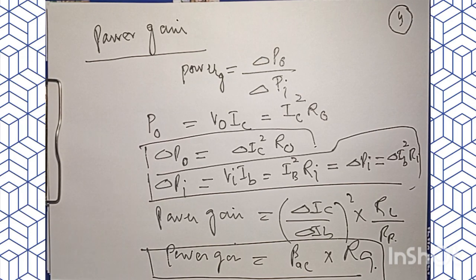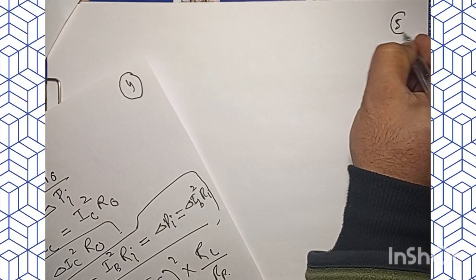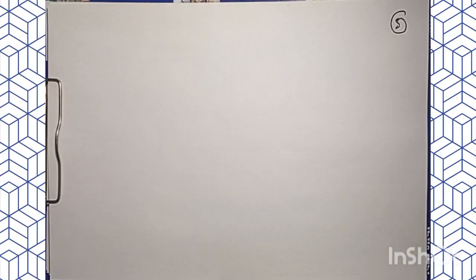So this equation gives us the power gain of the amplifier, power gain of the NPN transistor, in terms of beta, that is the current gain, and the resistance gain. And then after this, we would like to go for transconductance. So this is 5. Now let's go with transconductance.